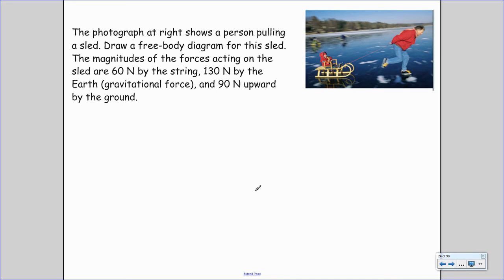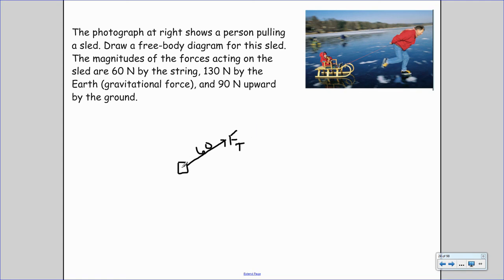A free body diagram is here to represent the forces acting upon an object. Here I have a person pulling a sled across the ice, and we want to draw the free body diagram for the sled. The magnitudes of the forces on the sled are 60 newtons by the string, 130 newtons by the earth, and 90 newtons by the ground. We try and keep the length of the arrow like our magnitude, so we've got 60 newtons from the string.